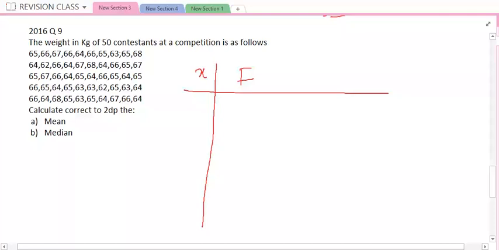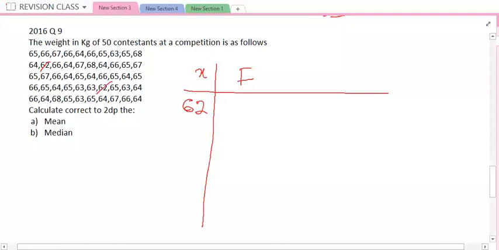Data and frequency. If you look at this distribution, the least score, or sorry, the least weight is 62. So let us see how many times 62 occurs. Let us go back to the data. How many times? This is 62, 1.